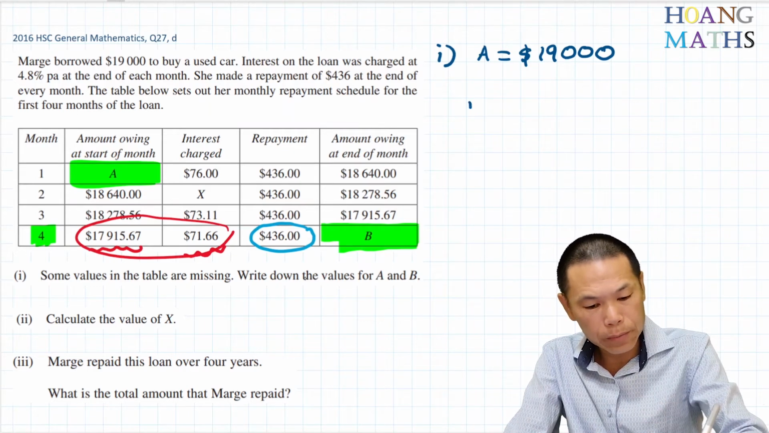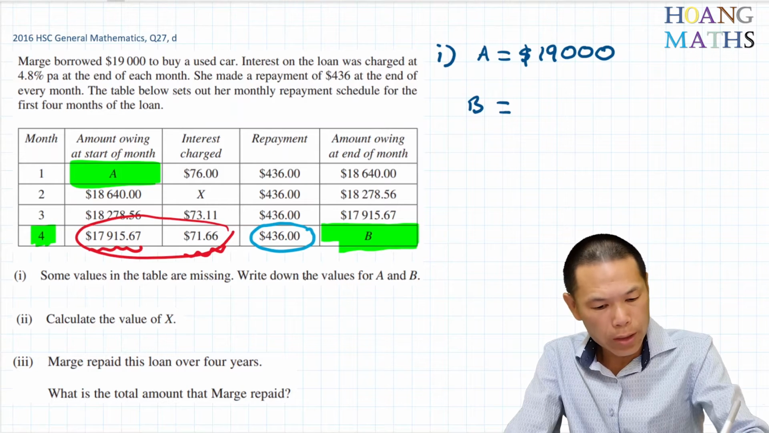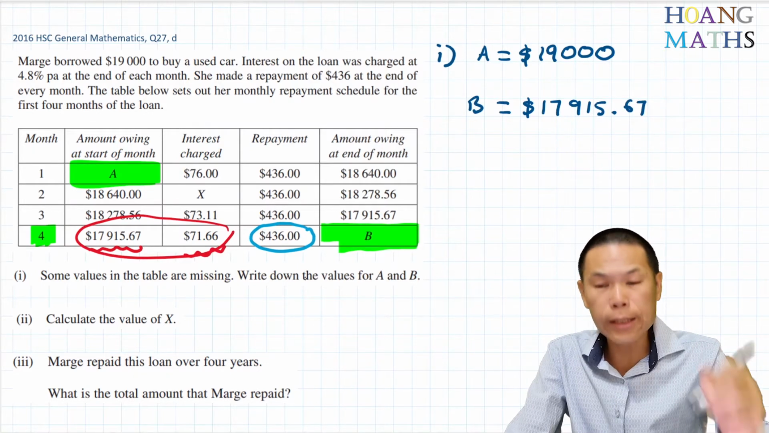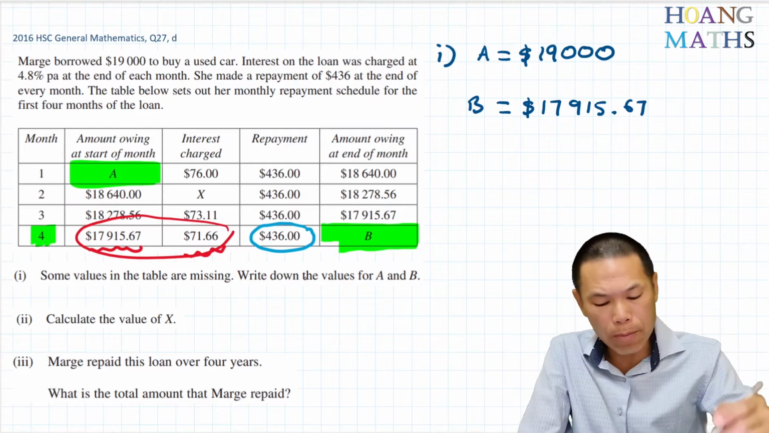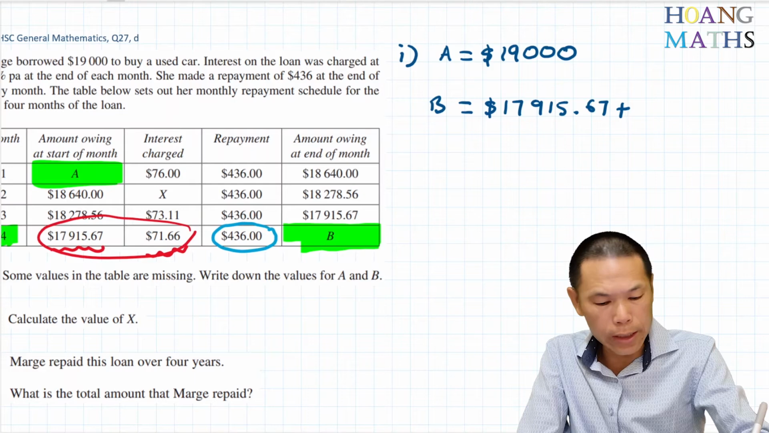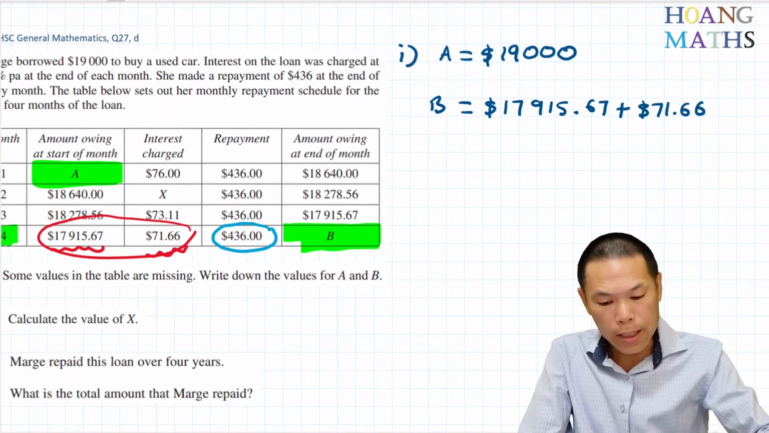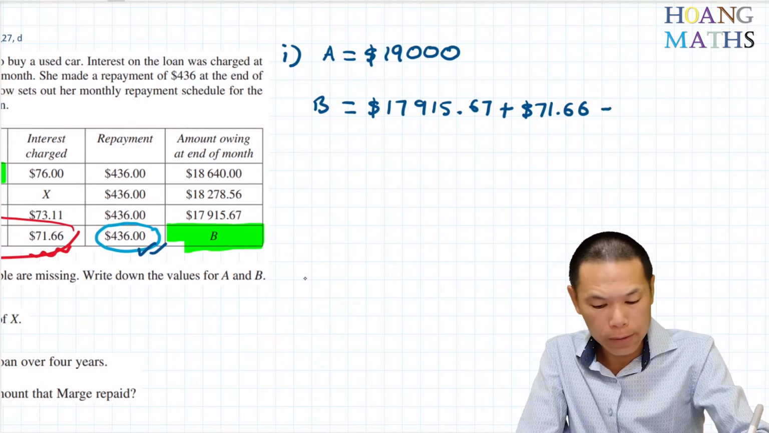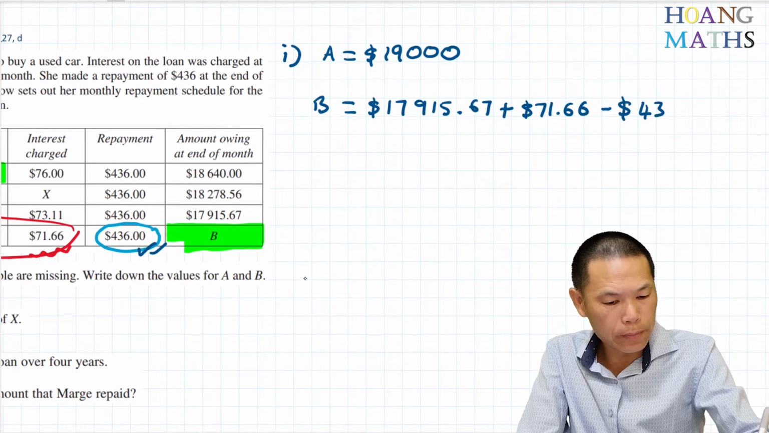So B is equal to $17,915.67. That is how much she owed at the beginning of the 4th month. And then she has to pay the interest, so that is $71.66. And then she paid back $436 at the end of the month.